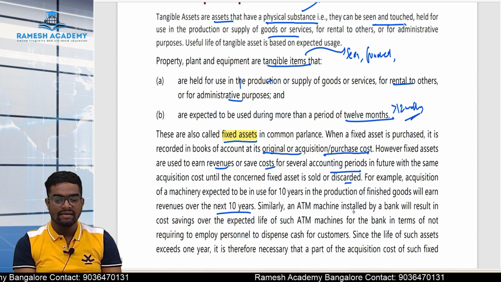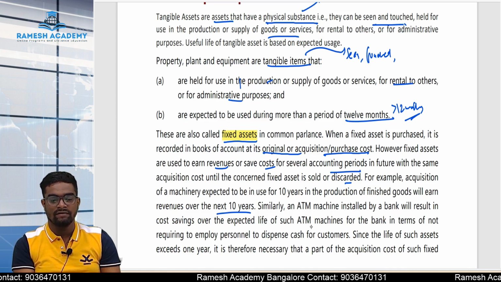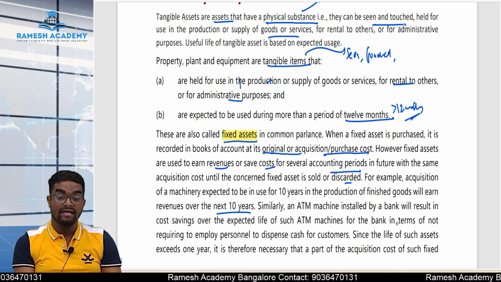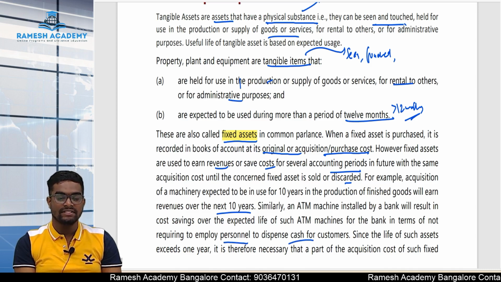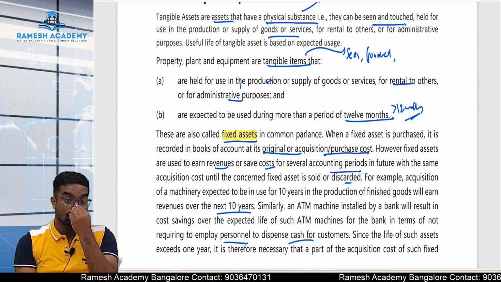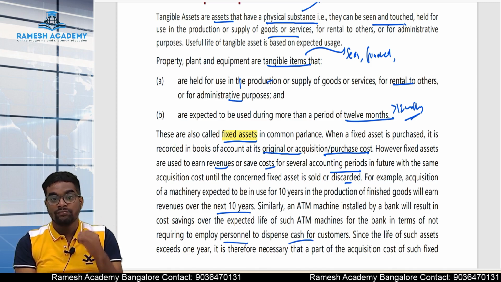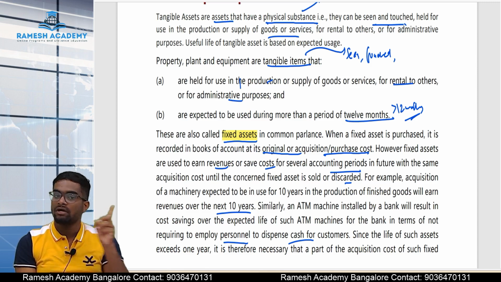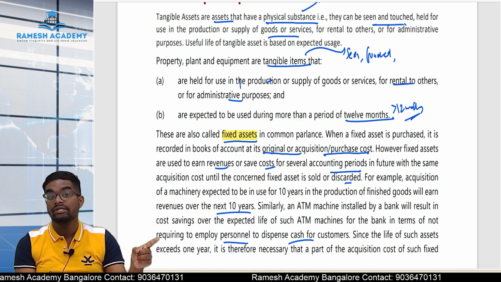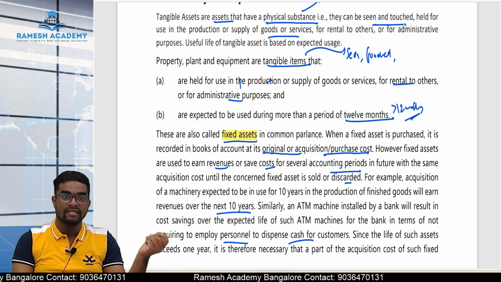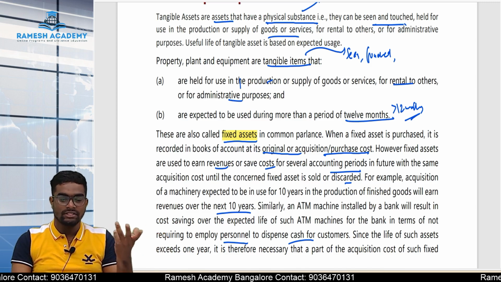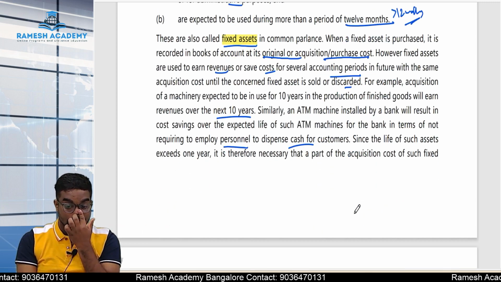Similarly, an ATM machine installed by a bank will result in cost savings over the expected life of such ATM machine for the bank, in terms of not requiring to employ personnel to dispense cash. So, what is the purpose of visiting the ATM? To draw cash. If you put an ATM, the person will not come to the bank for withdrawing cash. So, you save the salary of a person who would be dispensing cash. There will be a cashier in the bank; his salary is saved, obviously, if you put an ATM. That's what they are telling us.